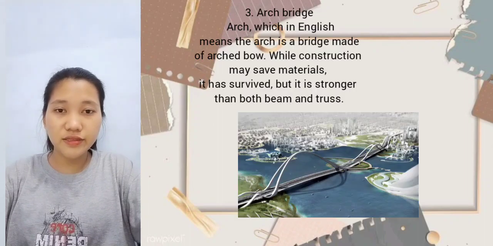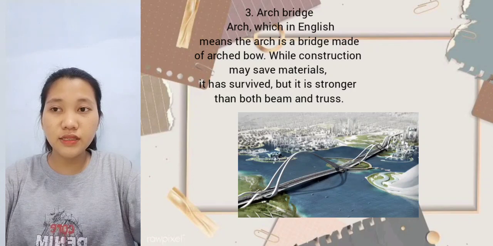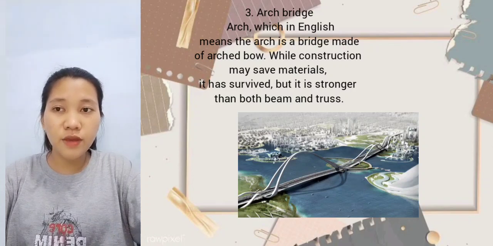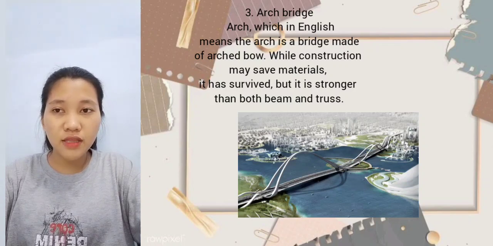Third, arch bridges. Arch, which in English means a curved structure, is a bridge made of steel or concrete with a curved construction. It is strong, stronger than both beam and truss.